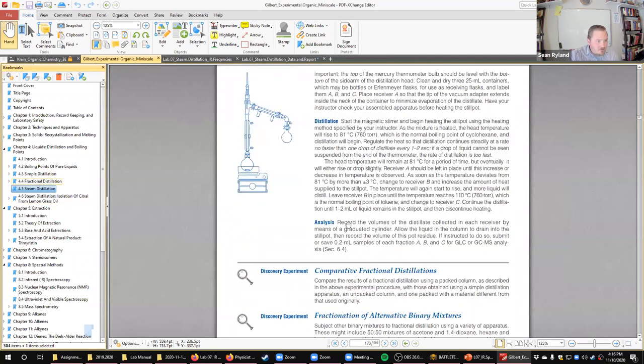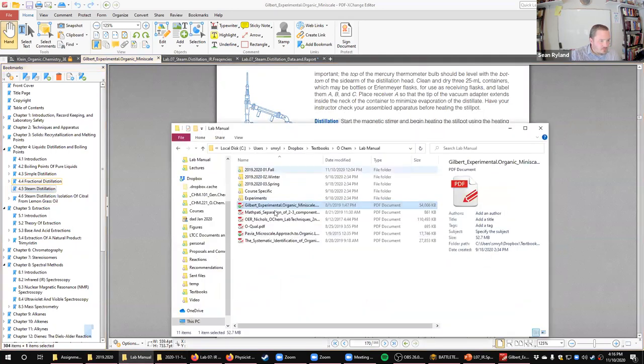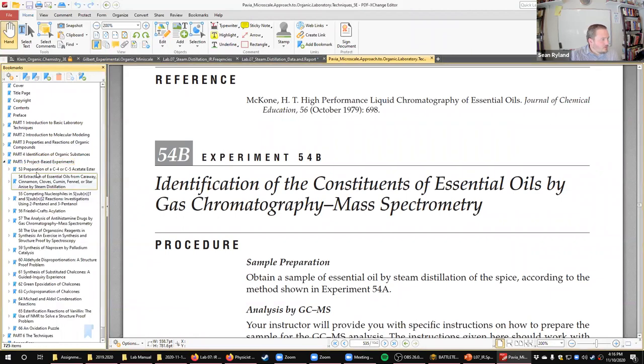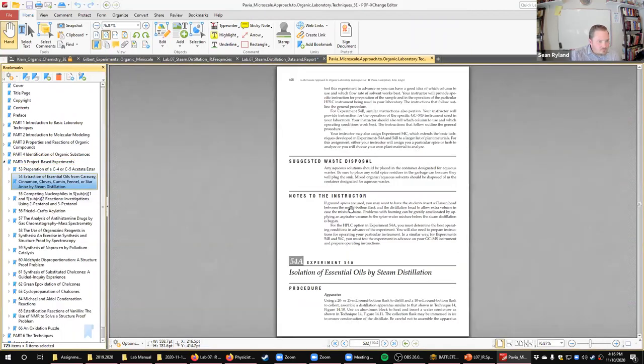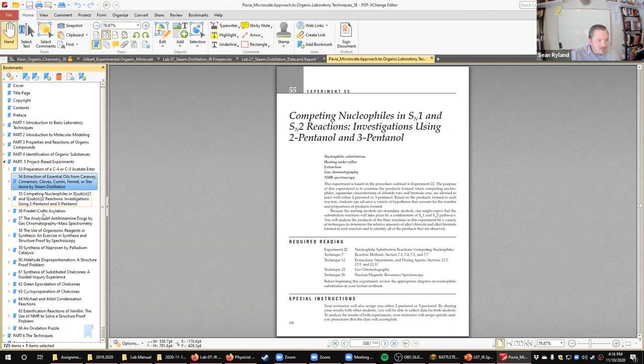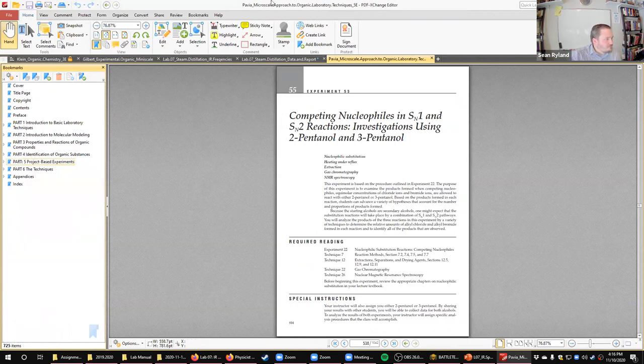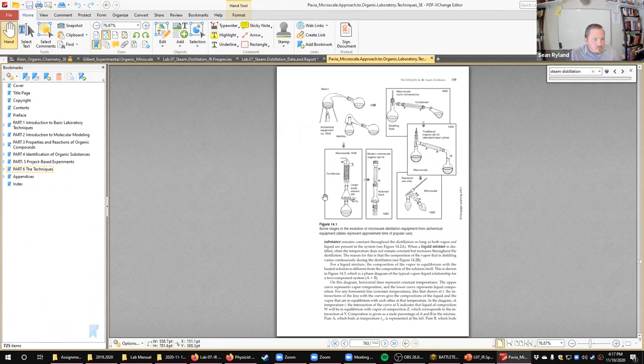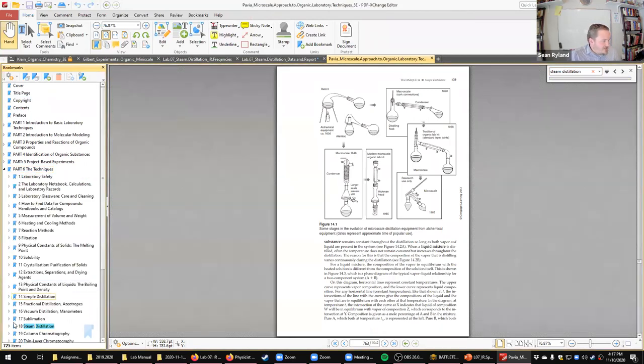Where's my, the other one, where's Pavia? Does not have a, does not. This is why I love having digital versions of this. Steam distillation. You have to be able to spell properly though. In the techniques, of course.